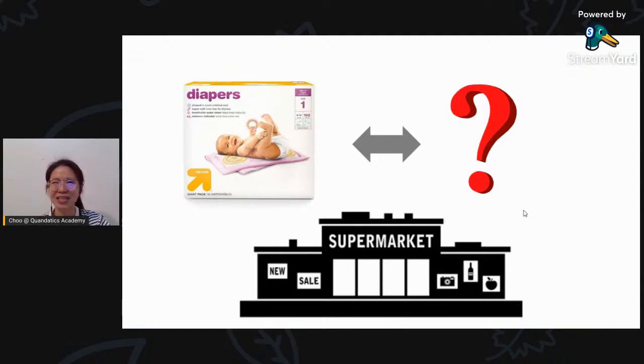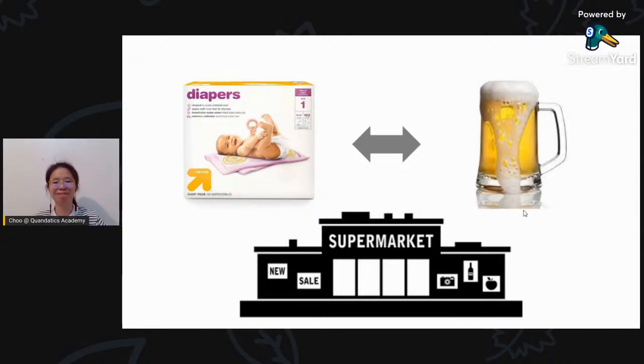I think this one is in Europe, if I'm not mistaken. The analysis was done in Europe. They found out that in a lot of the stores across the nation, whenever people buy diapers, this item most of the time will come out. It's very difficult to guess, but let me review the answer. The answer is beer.